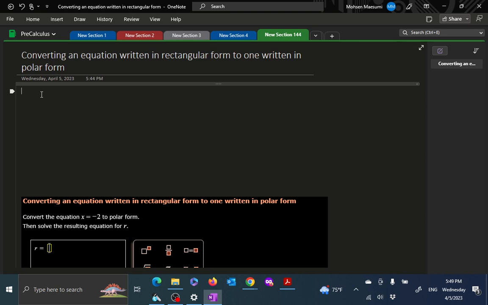Hi and welcome to Pre-Calculus. Today's topic is converting an equation written in rectangular form to one written in polar form.